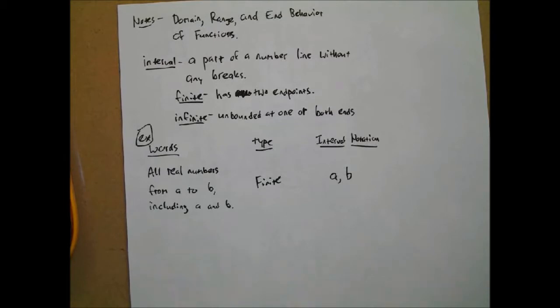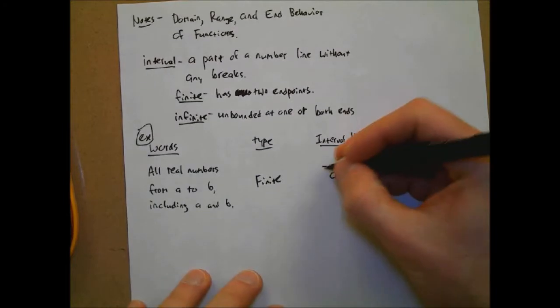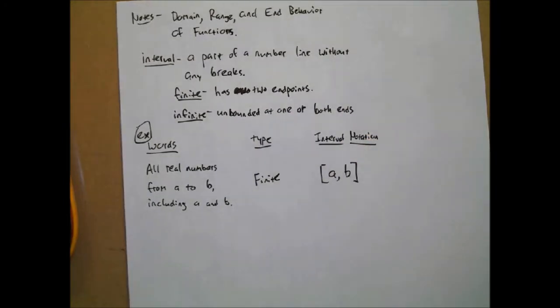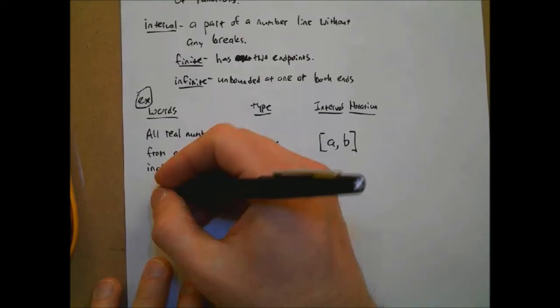Do you remember what kind of grouping symbols we use if we include A and we include B in our interval? Yes, the square brackets, exactly right, because we're including A and including B. If we wanted to exclude A or exclude B, what kind of grouping symbols would we use? Parentheses, that's right.